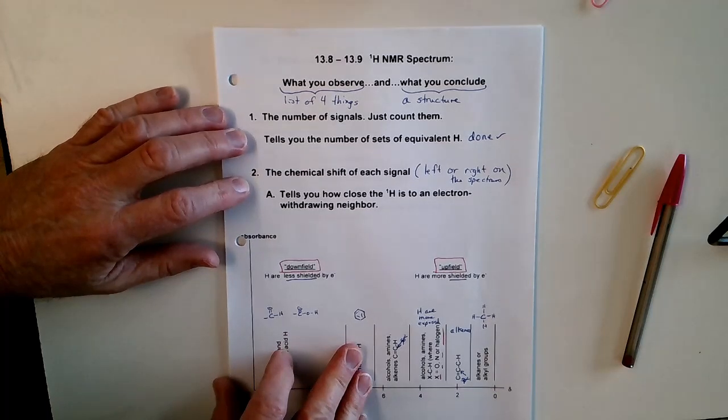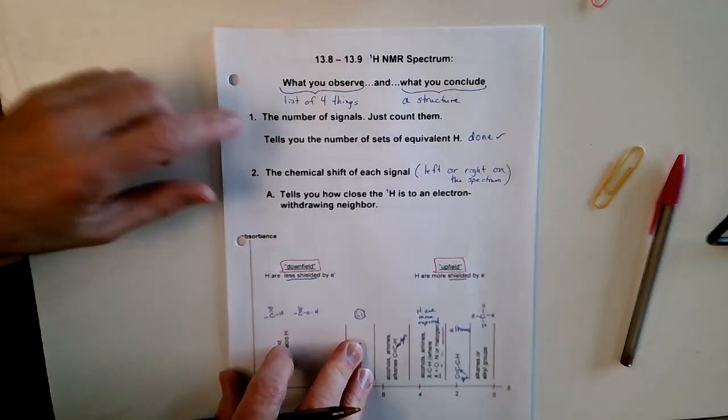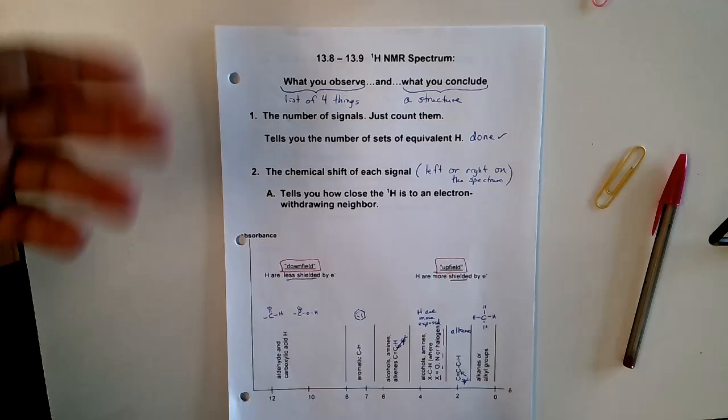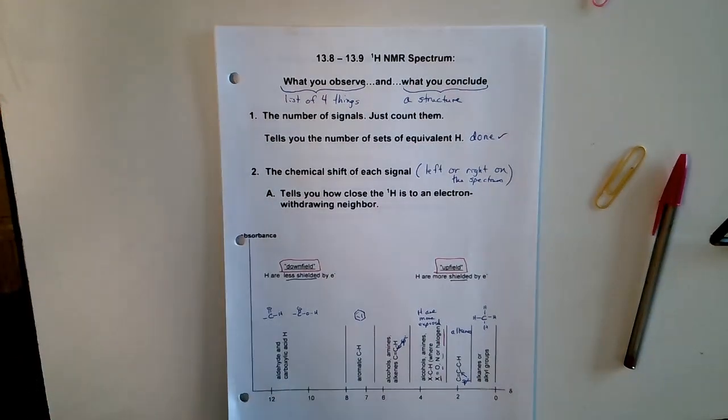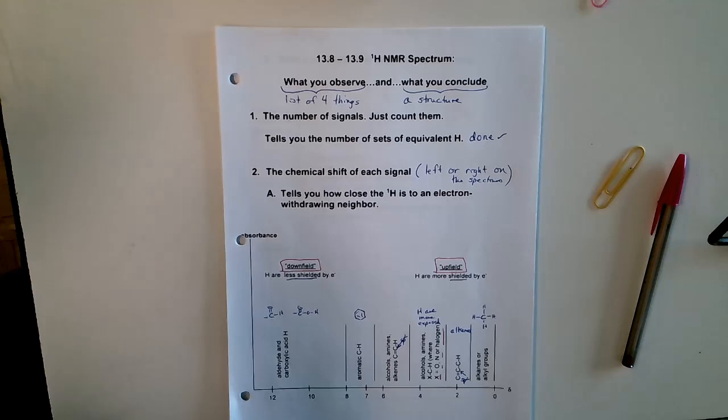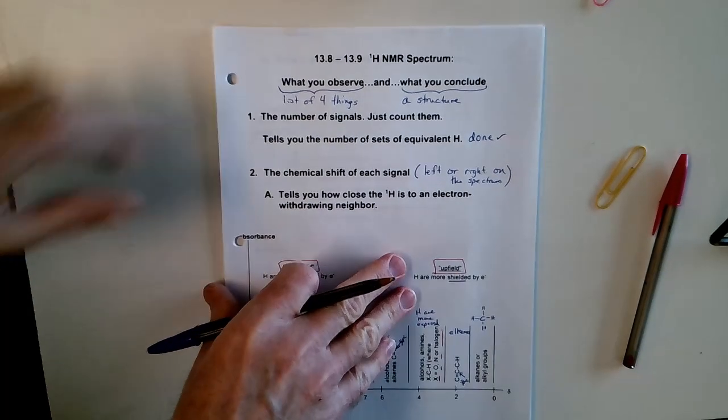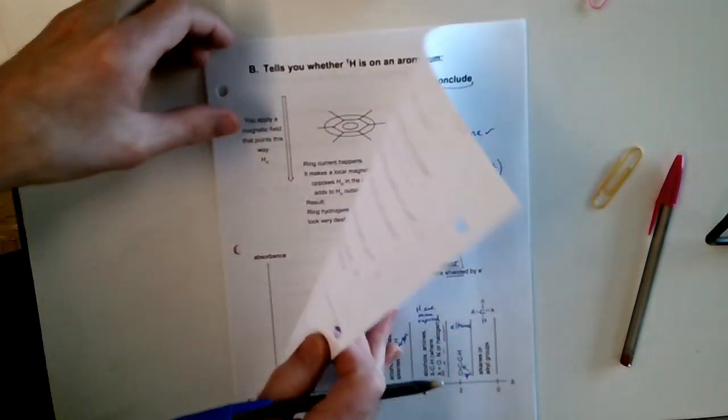We're onto a list of 4 total. First one is how many signals do you have? You just count them up. And the second one is where is it? Chemical shift, left and right. So how many, where? All right, we'll finish off the list here very quickly.